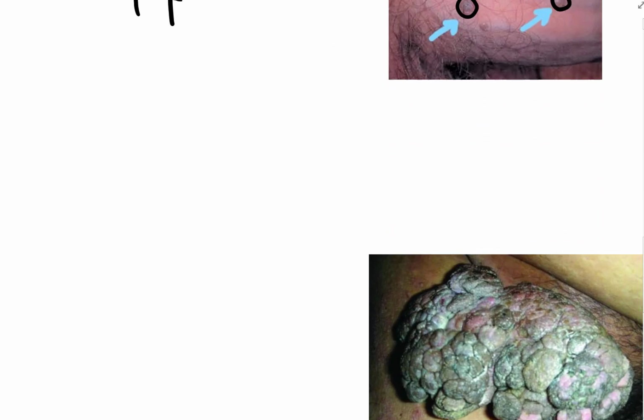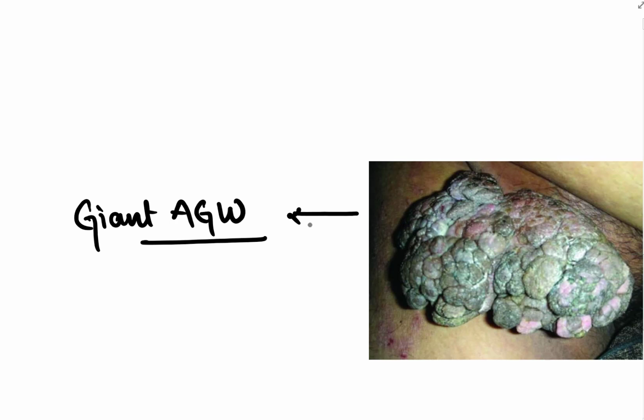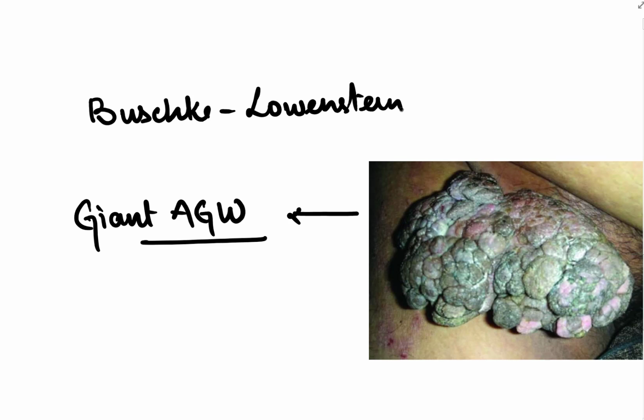And sometimes these growths may become very large. As you can see here, this growth is very bulky, a large, cauliflower-like growth. So these giant anogenital warts are known as Buschke-Lowenstein tumor. So this is an image of Buschke-Lowenstein tumor, which is a large or giant anogenital wart.